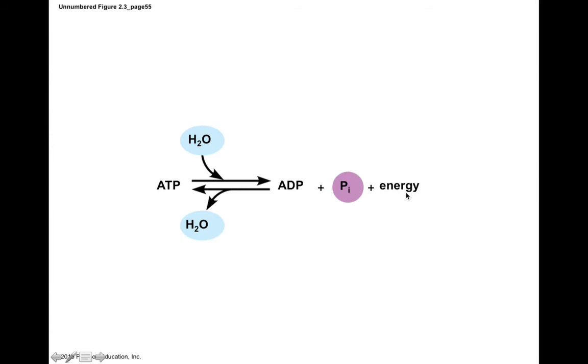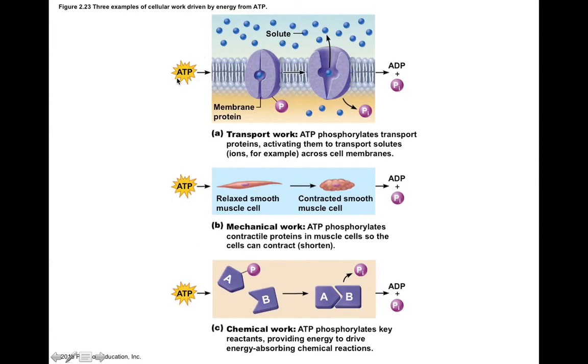Now, the reverse is possible as well, where if you put a little bit of energy into this chemical reaction, and this could occur in mitochondria, you can use chemical energy from other molecules to make additional ATP through a dehydration form of synthesis. Now, ATP can be used in a variety of different ways.